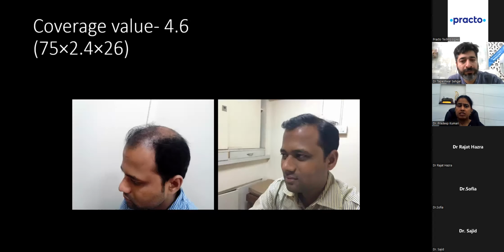Another advantage which someone gets with the implanters is that the growth is a little bit faster because damage to the follicles is lesser. So this kind of growth is usually there at the end of the first 1.5 months itself. By 4 to 5 months, patients will have good coverage. And there is something called coverage value which is used.